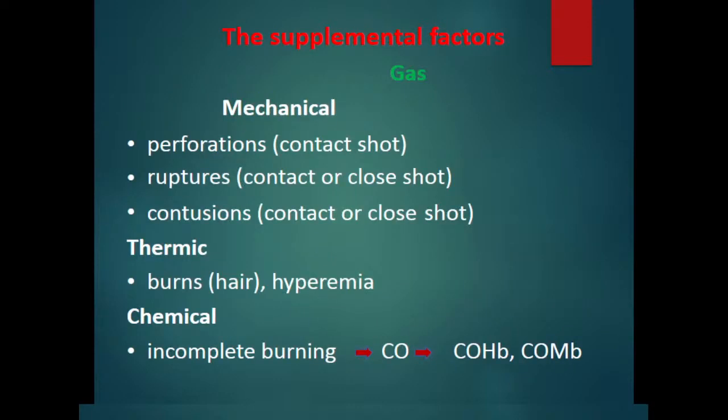Supplemental factors of the firearm shot are gas, which might cause mechanical, thermal, and chemical effects. The mechanical effect of the gas is perforation in case of a contact shot, or sometimes ruptures of the skin in case of a close range shot. This means that the gas might affect the tissues, but only in relatively close contact.